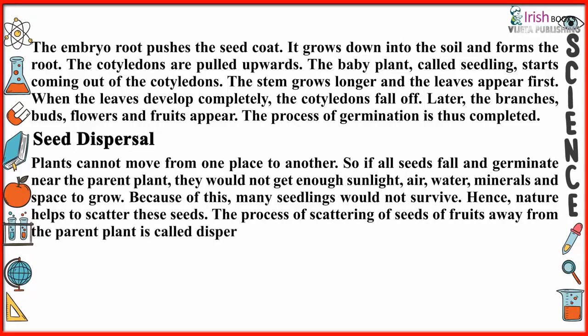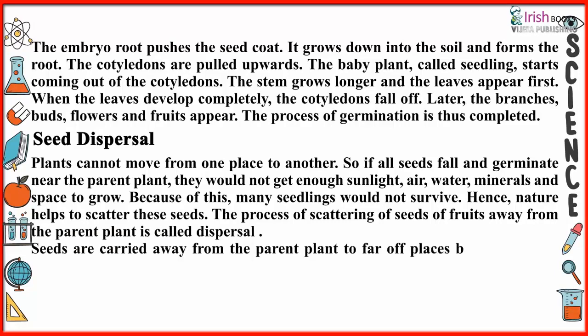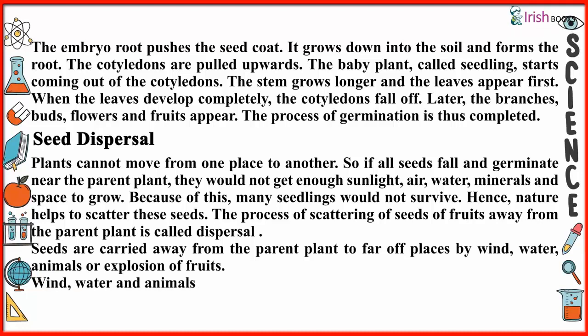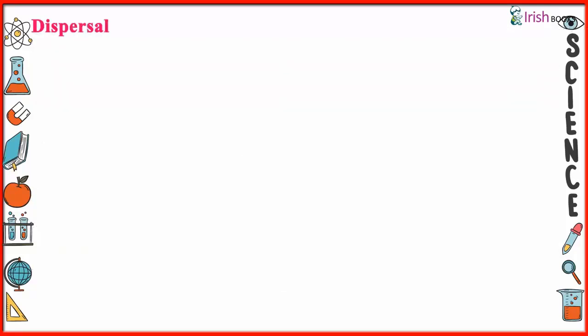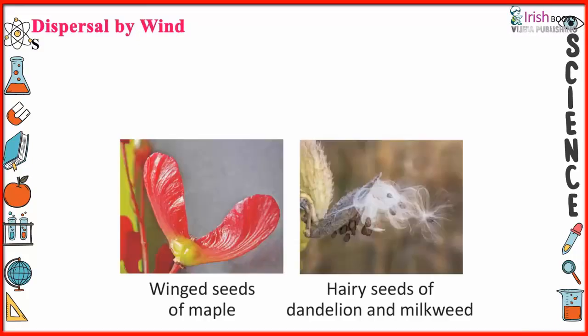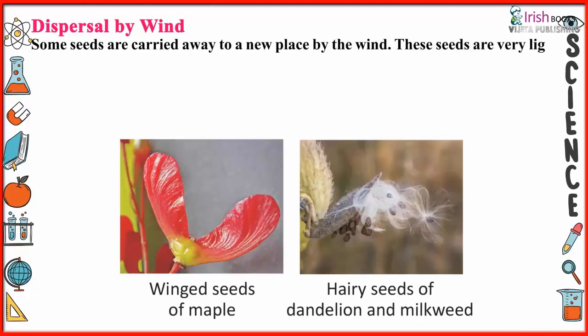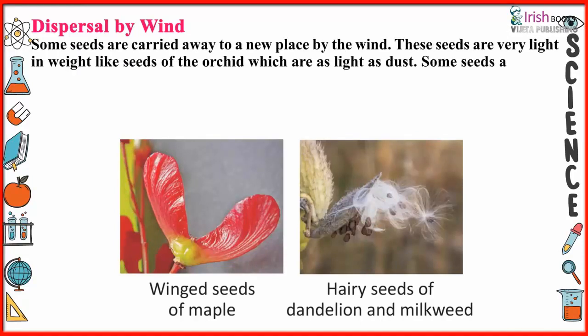Seeds are carried away from the parent plant to far-off places by wind, water, animals, or explosion of fruits. Wind, water, and animals are called the agents of dispersal. Dispersal by wind. Some seeds are carried away to a new place by the wind. These seeds are very light in weight, like seeds of the orchid, which are as light as dust. Some seeds are hairy, like seeds of dandelion and milkweed.